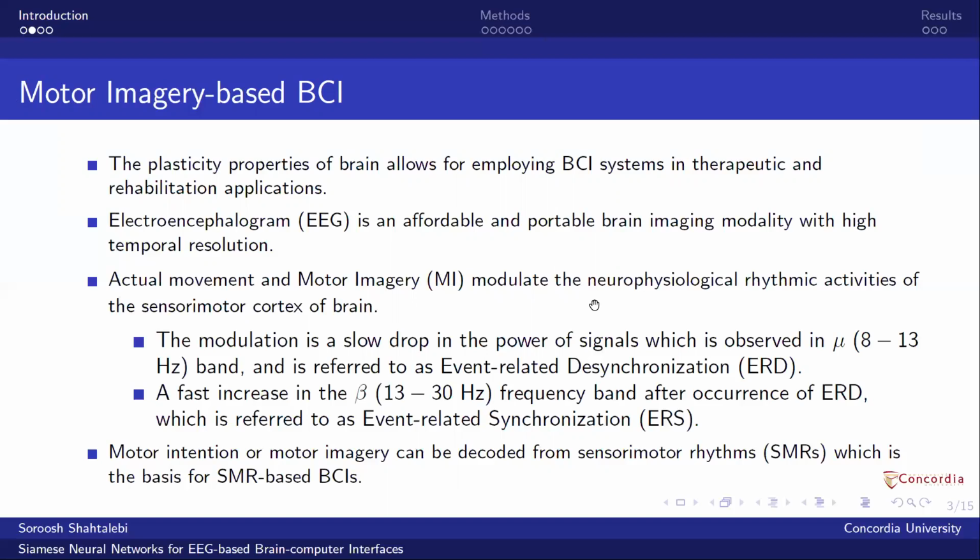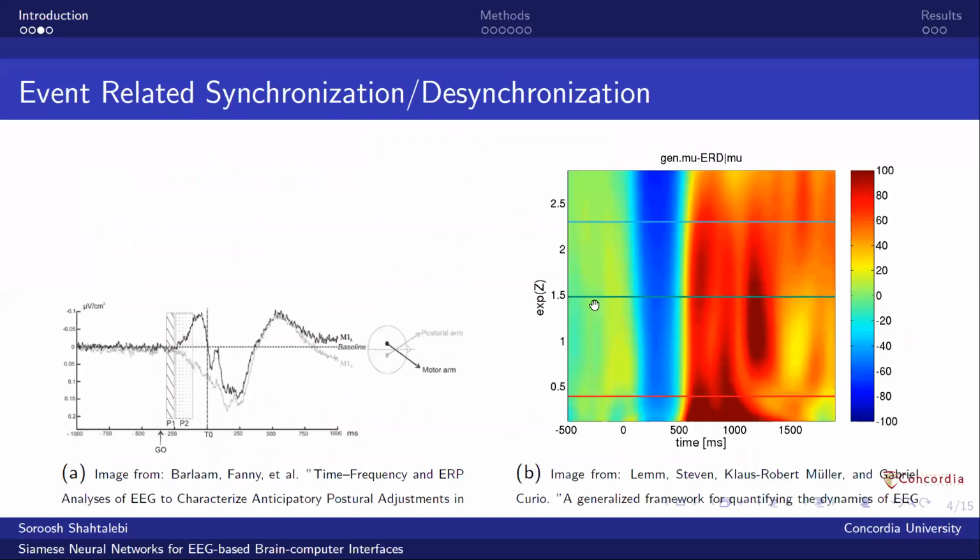The patterns are called ERD, event-related desynchronization, and ERS, event-related synchronization. Basically, our goal is to find these two signatures in the signals. Here we have the EEG signals, and we can clearly see the ERD and ERS. On the left, you can see a slow decrease in the power and a fast increase in the power. The first part is ERD and the next part is ERS. On the right, you can see the spectral temporal representation of the EEG signals that have ERD.